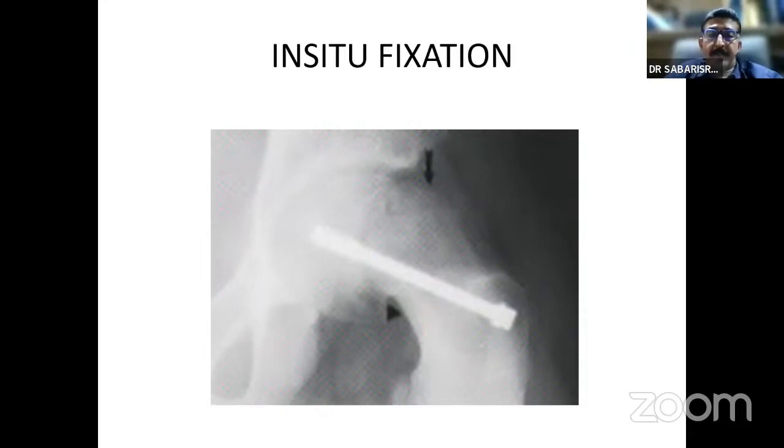What do you mean in situ? It means the slip is accepted and you fix it with a single cancellous screw. Why do you want to fix it with a cancellous screw?